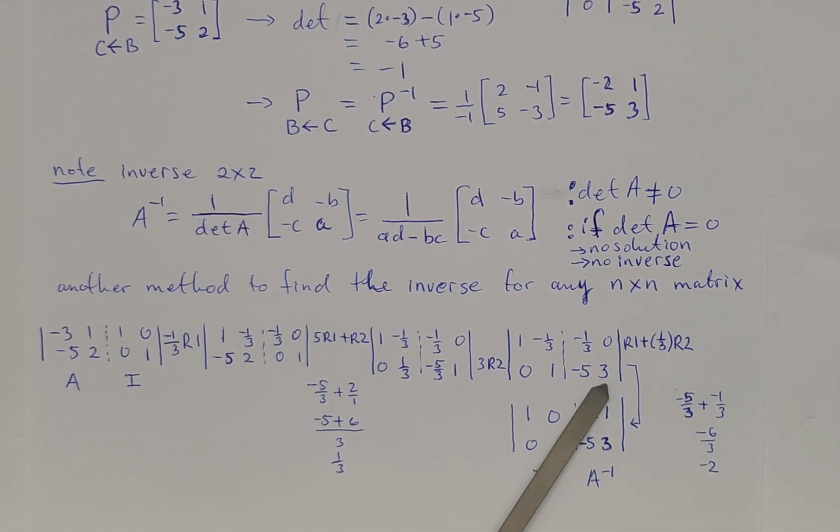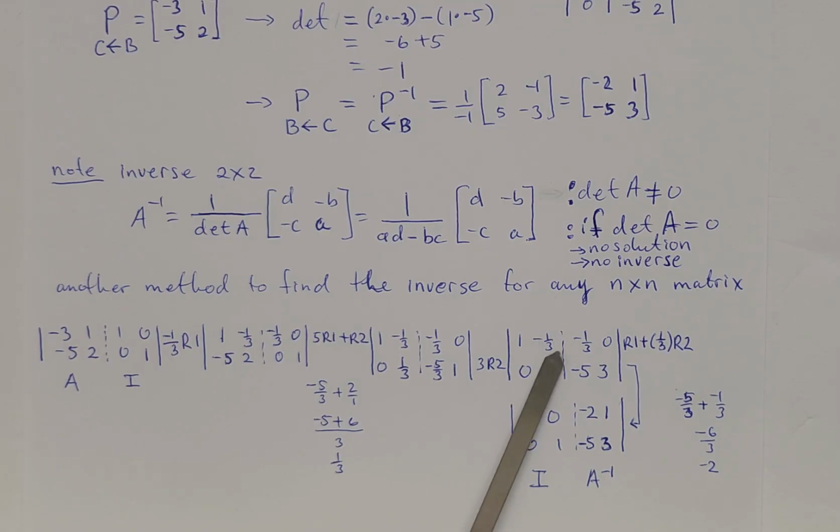Okay? Next, I need this right here to be a 0. So the opposite of negative 1/3 will be positive 1/3. So 1/3 times row 2 plus row 1. So 1/3 times 1 is positive 1/3. Subtract 1/3 gives me this 0. 1/3 times negative 5, which I have here, plus this negative 1/3, which is here.